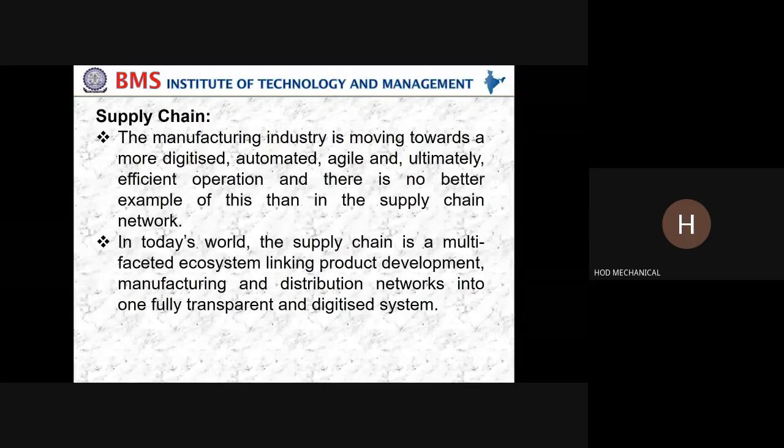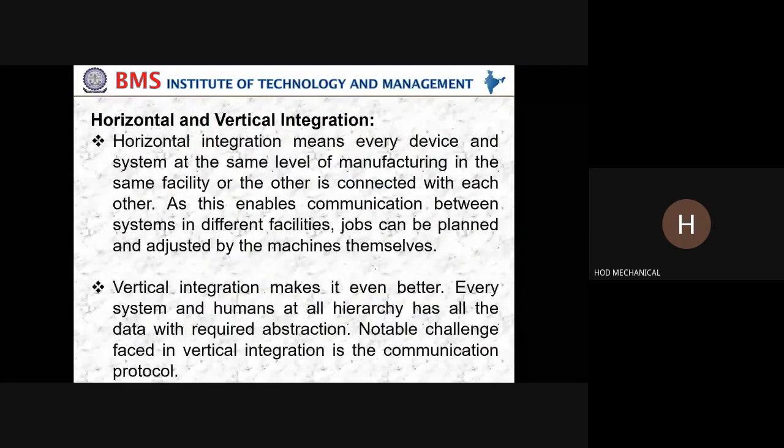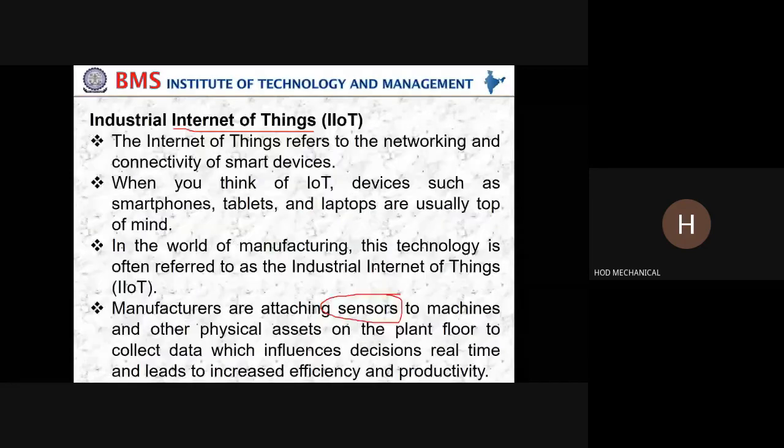Now what does supply chain mean? Supply chain means creating a multifaceted ecosystem, linking product development, product manufacturing and distribution networks into one fully transparent and digitized system. That means the supply chain addresses the logistic issues of the manufacturing. These are the nine different things which are going to be present, just to go with completeness.